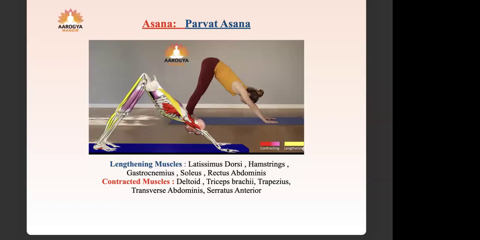Key point number one: the importantly contracted muscles here are the deltoid, triceps, and the serratus anterior muscle. You can see the red over here. And of course, in the back, you have contraction of the trapezius. There is a contraction of the transverse abdominis, where I am marking the arrow, and of course the quadriceps.